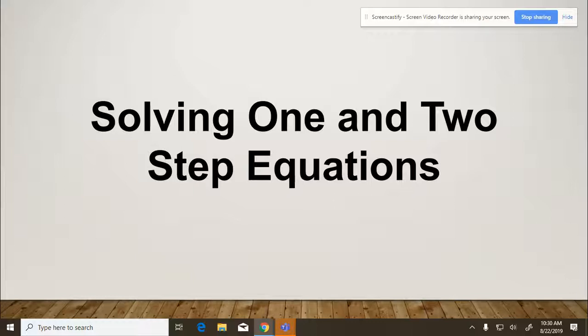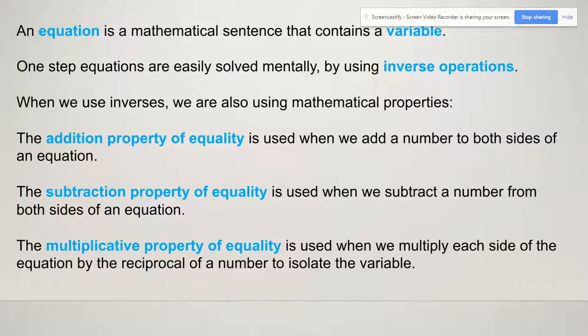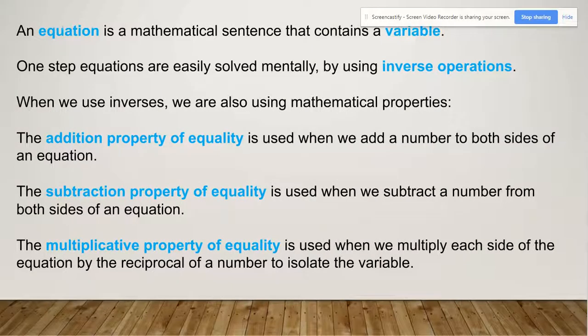So the goal again is to balance the equation. Keeping both sides equivalent will lead you to the correct solution. So let's take a look at some examples. First, actually, some properties. An equation is a mathematical sentence that contains a variable. One-step equations are easily solved mentally by using inverse operations. Those are the operations I was just talking about.